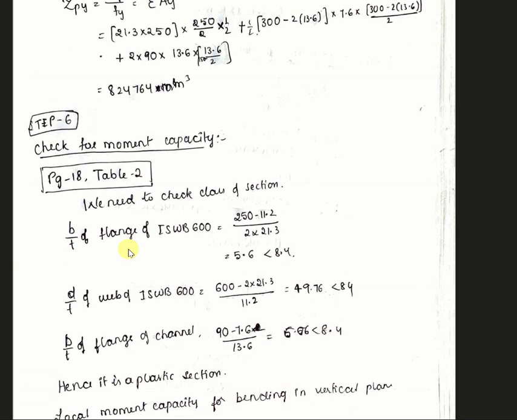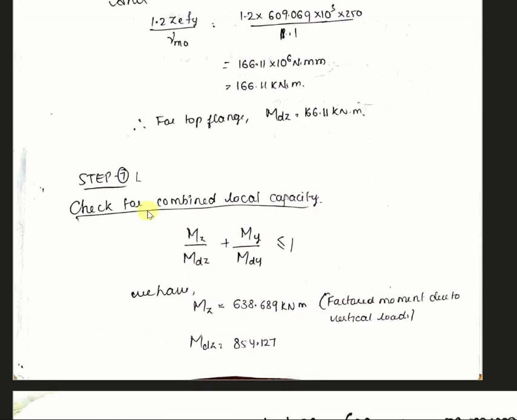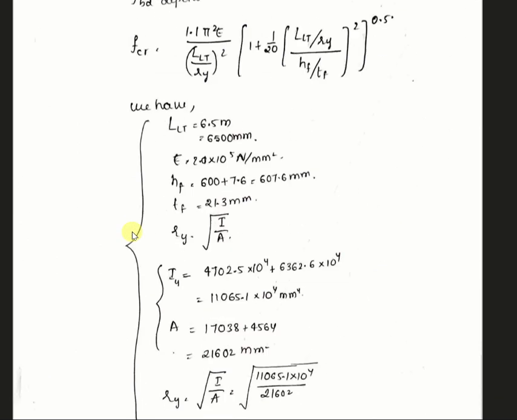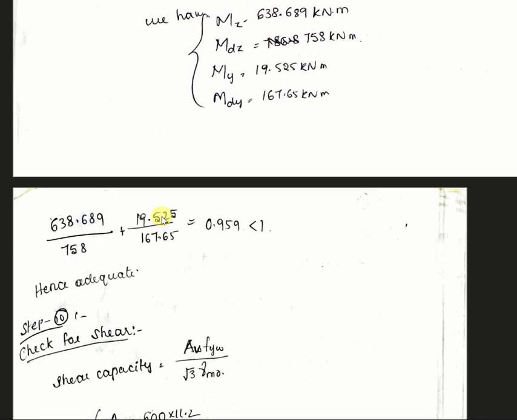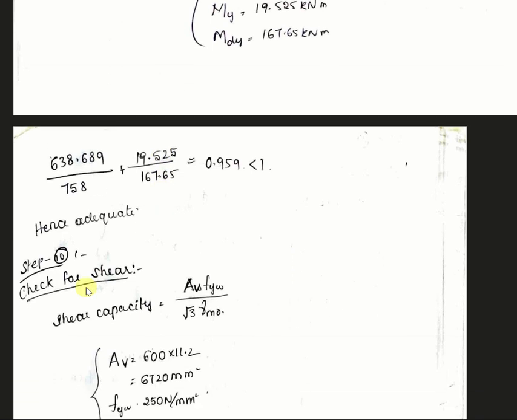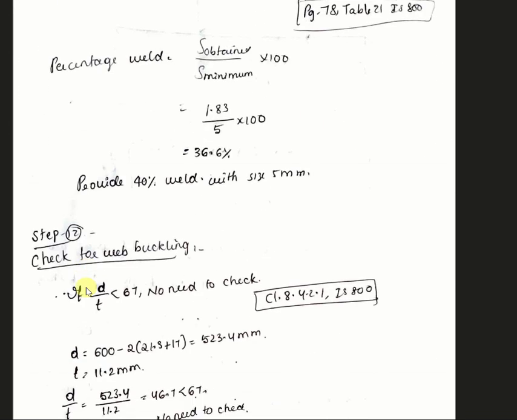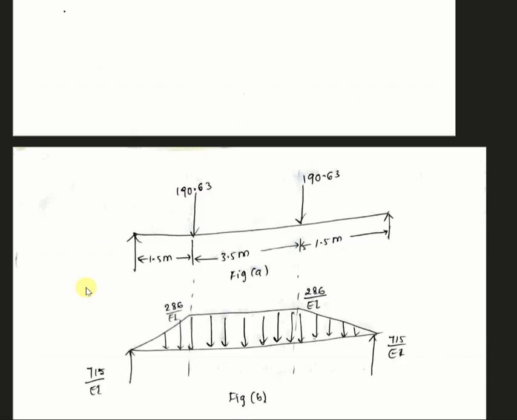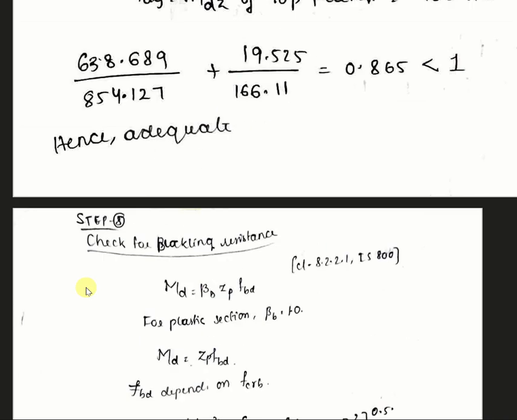Now onwards the checks will start. Here one check is for moment capacity. Step 7 is a check for combined local capacity. In step 8, check for buckling resistance. In step 9, check for biaxial bending. In step 10, check for shear. In step 11, it is weld design. Step 12 is again for buckling check, and last one is check for deflection. So after that, it can be completed. So let us see all of them one by one, all the steps one by one.